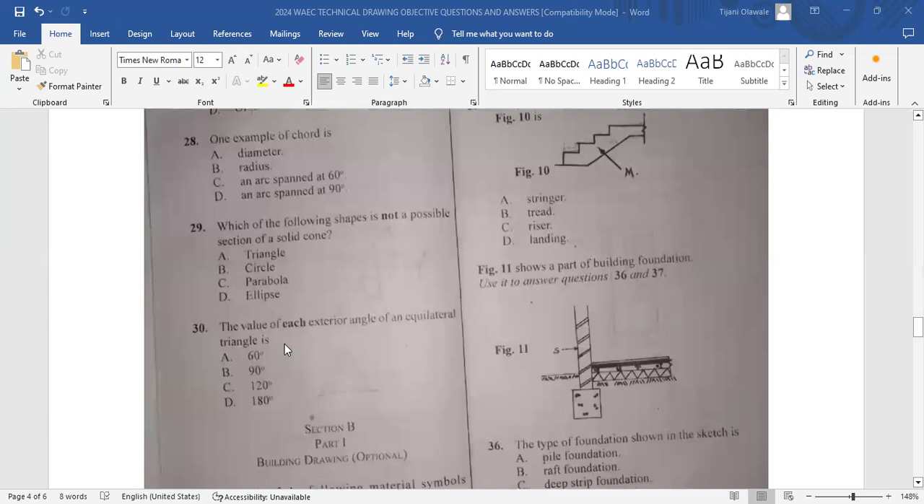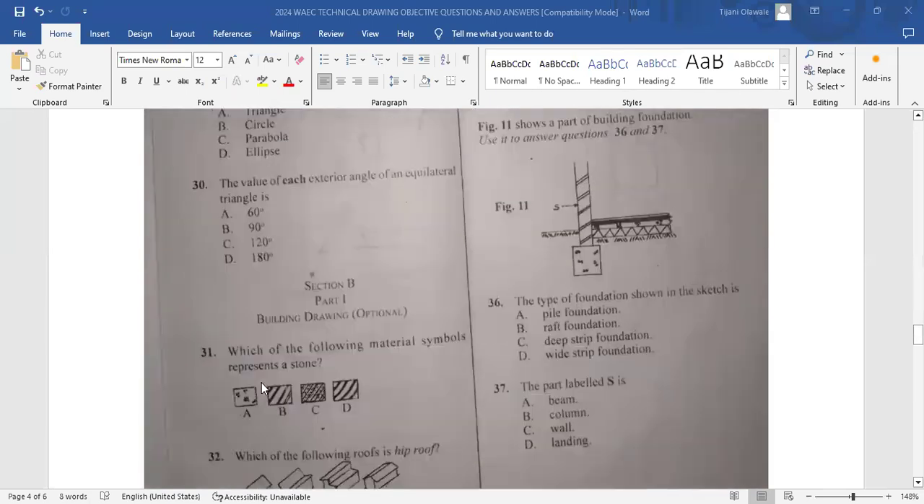Then question 30 says that the value of each exterior angle of an equilateral triangle is 120 degrees. So the interior angle of an equilateral triangle is 60 degrees each. Then the exterior angle will be 120. You subtract 60 from 180, and that will give us 120 degrees. So we have answered questions 1 to 30 on general geometrical drawing. Now we move to building drawing, that's going to be questions 31 to 40.